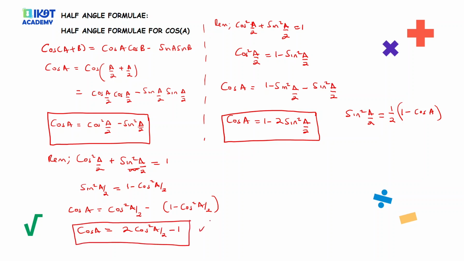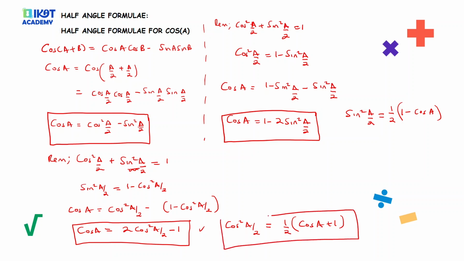So you see we have 3. We can also make cos squared A/2 the subject here, such that this is equal to cos A plus 1, all times a half. Now these are going to be very important in proofs and even in solving different equations.